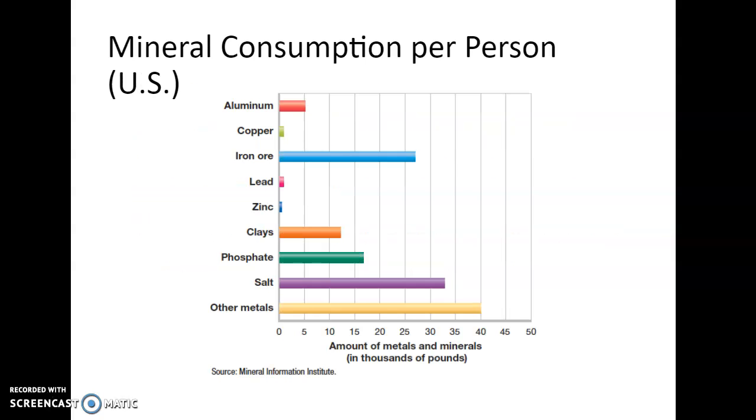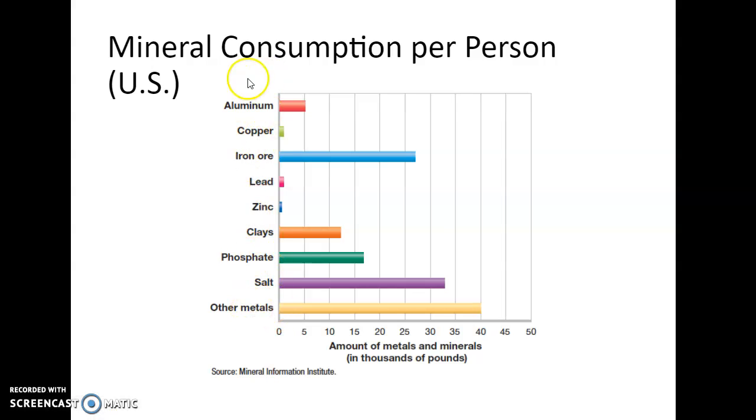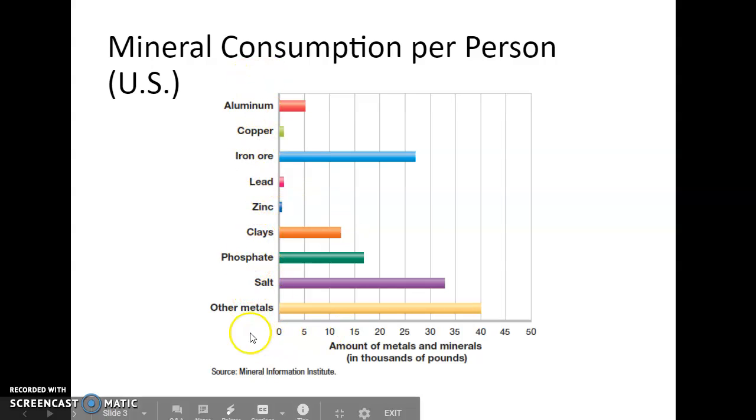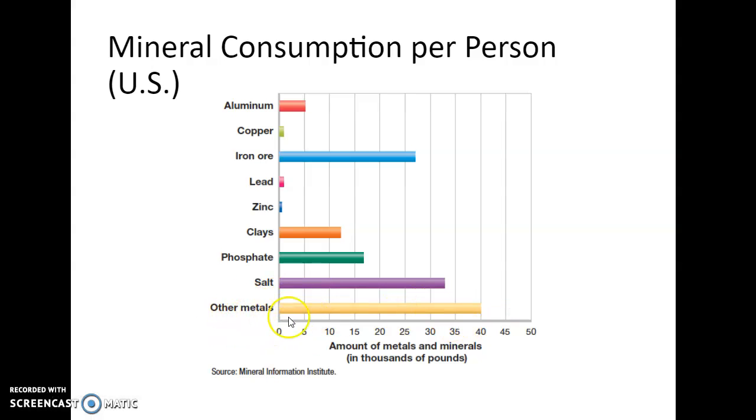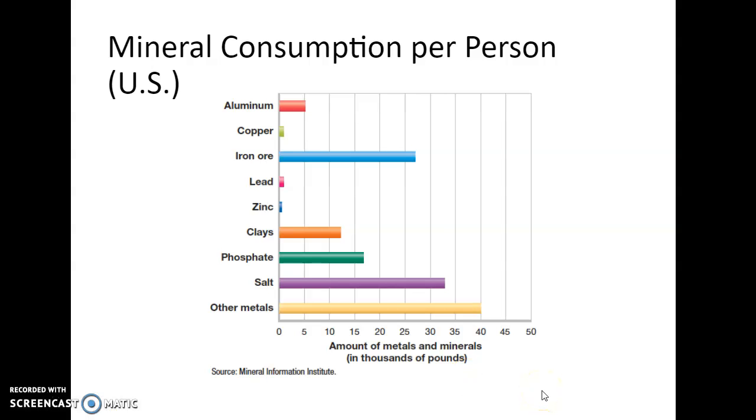So this image shows the amount of metals and minerals that are being used. At the bottom, on your left on the chart, are the mineral names. The most that we are using are other metals, which is the highest, followed by salt and iron ore.